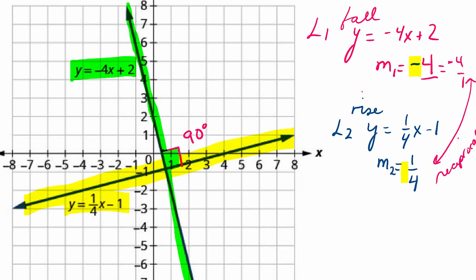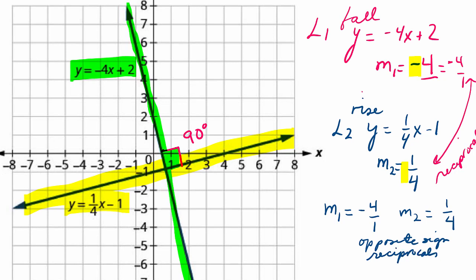So let's look at these slopes again. We have m1, which is the slope -4/1 of our line 1 that falls. And then we have m2, which is the slope +1/4 of our second line, which is rising. And notice that these two slopes are going to be opposite signs. So one will be positive and one will be negative, and they're going to be reciprocals of each other. So in order for two lines to be perpendicular, their slopes are related in this way. One's a positive, one's a negative, and they are reciprocals of each other.